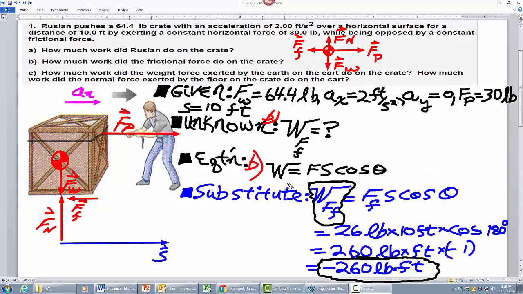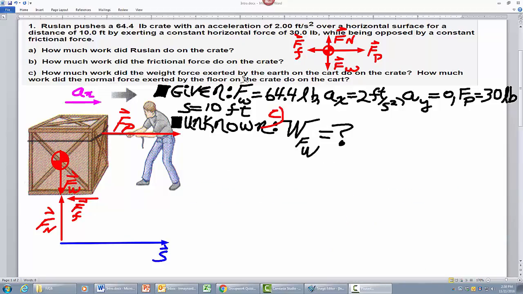Substitute. First of all, symbolically, we want the work by the frictional force, so we write magnitude of the frictional force times magnitude of the displacement times the cosine of theta. Substituting in numbers, we get 26 pounds, which we found using the second law for the magnitude of the frictional force, times 10 feet, given as the magnitude of the displacement, times the cosine of 180 degrees. This gives us 260 pound-feet times the cosine of 180 degrees, which is minus 1, or the work by the frictional force is a negative 260 pounds times feet, since the frictional force is opposite the direction of the displacement.